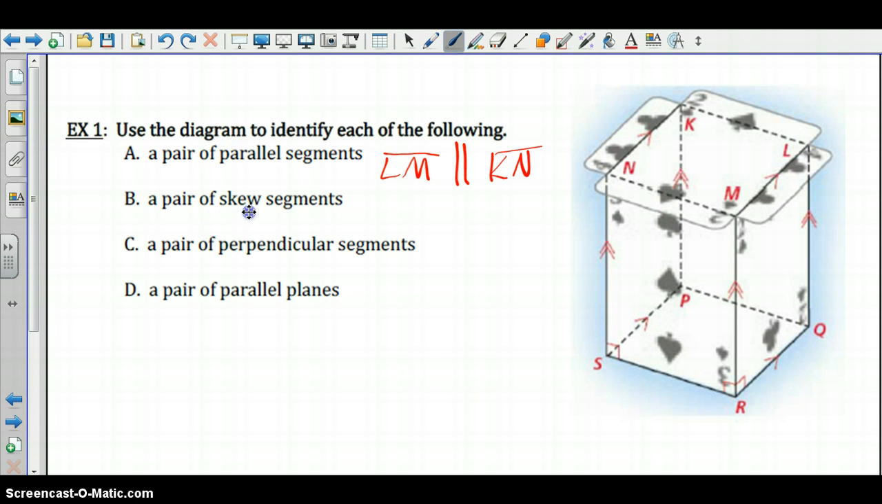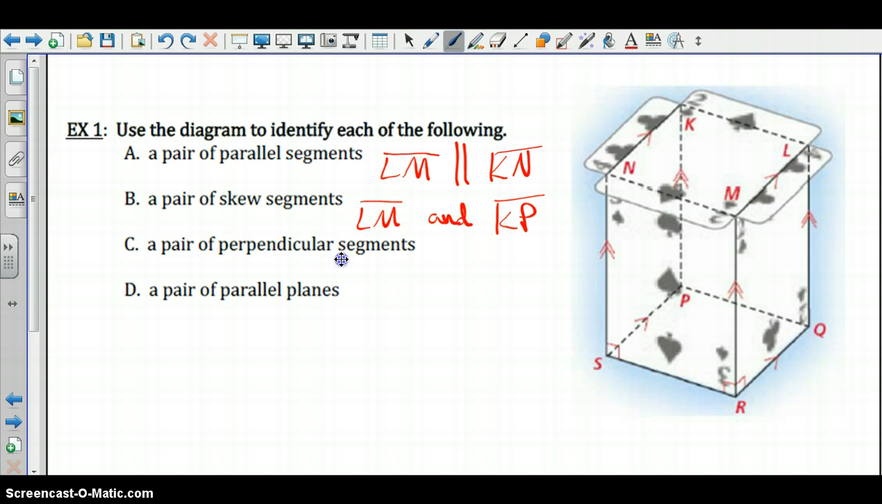Next, we're asked to identify a pair of skew segments. Segments that are non-coplanar and do not intersect could be segments such as LM and KP. There is no symbol to show that they are skew, so we just write them like this with the word and, or you could replace the word and with a comma.